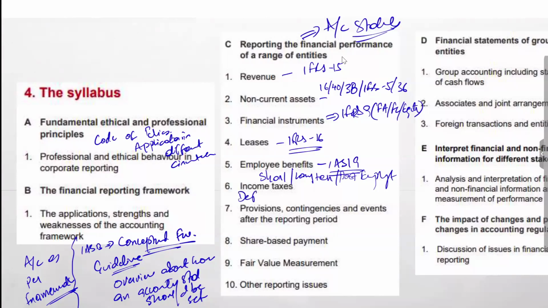Students have a lot of fear with respect to deferred taxation. So that is also going to be an area of discussion: how the current tax and the deferred tax are to be accounted for in given situations and scenarios.